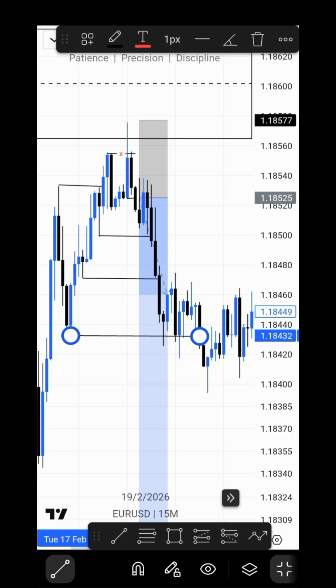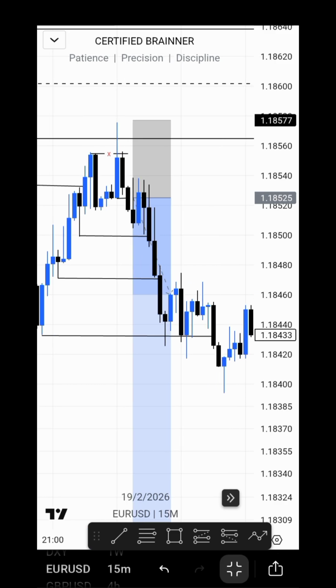Now, there are different ways you take your entry. Either you use your breaker block, your order block, or your fair value gap. But honestly, I don't really use breaker block. I only basically focus on order block or fair value gap. And when we talk about fair value gap, we are talking about area of imbalance. We are talking about imbalance in the market.